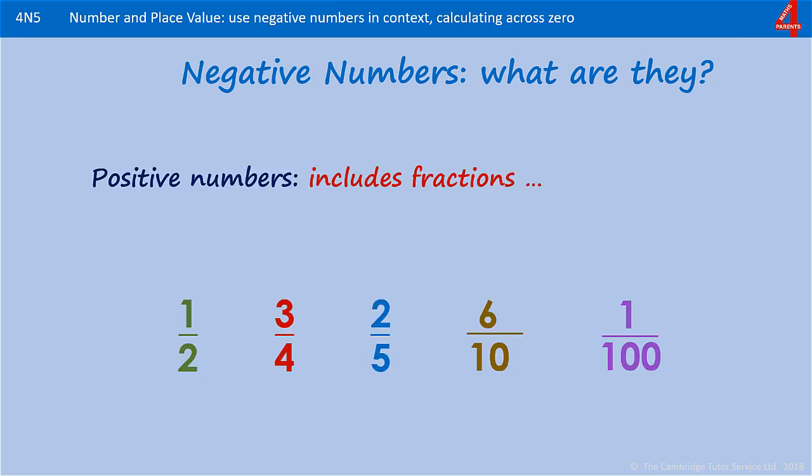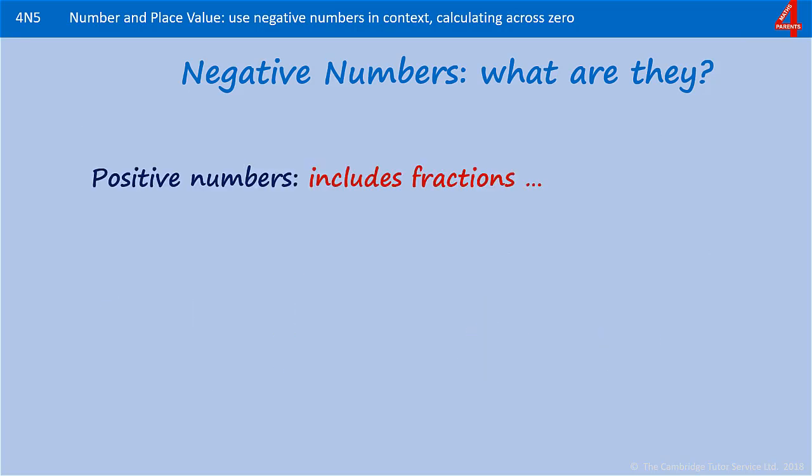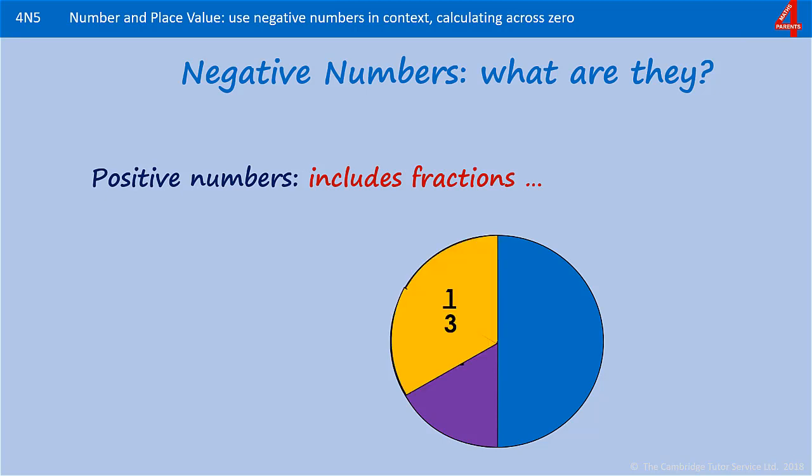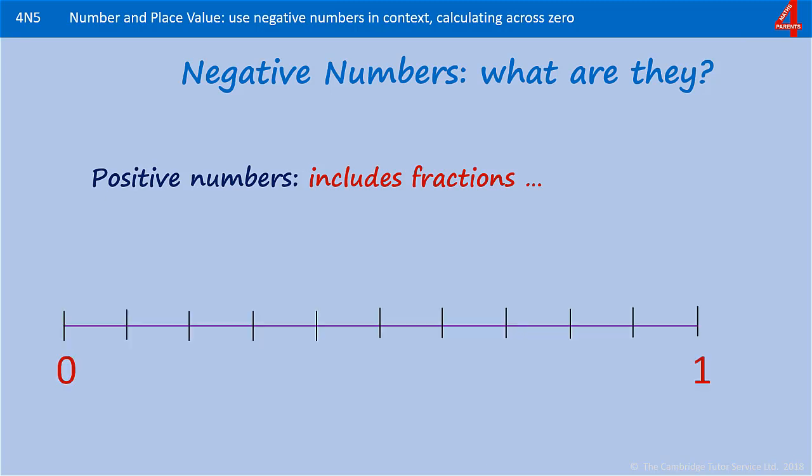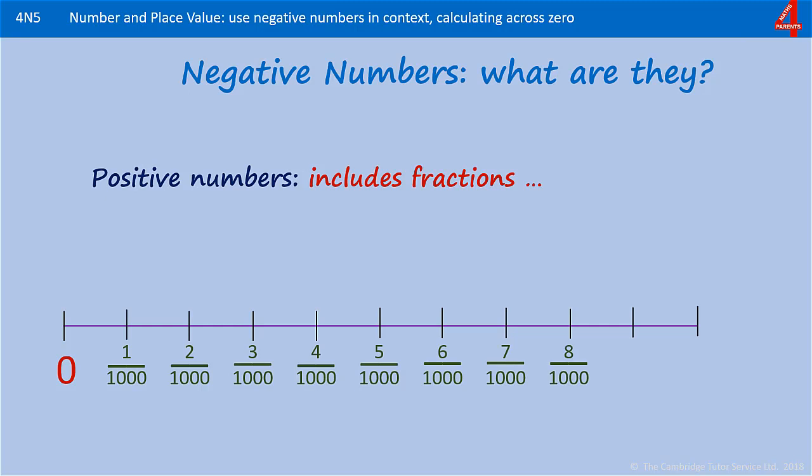Positive numbers include fractions. Here we have a half, then a third, then a quarter, and as your fraction gets smaller, you still have something. Even that white segment there is more than nothing. If you look at fractions on a line, fractions are less than 1, but they're still more than 0. And no matter how small your fraction is, even if we're looking at fractions in the thousandths, you still have something there. It might be very small, but it's still more than nothing.